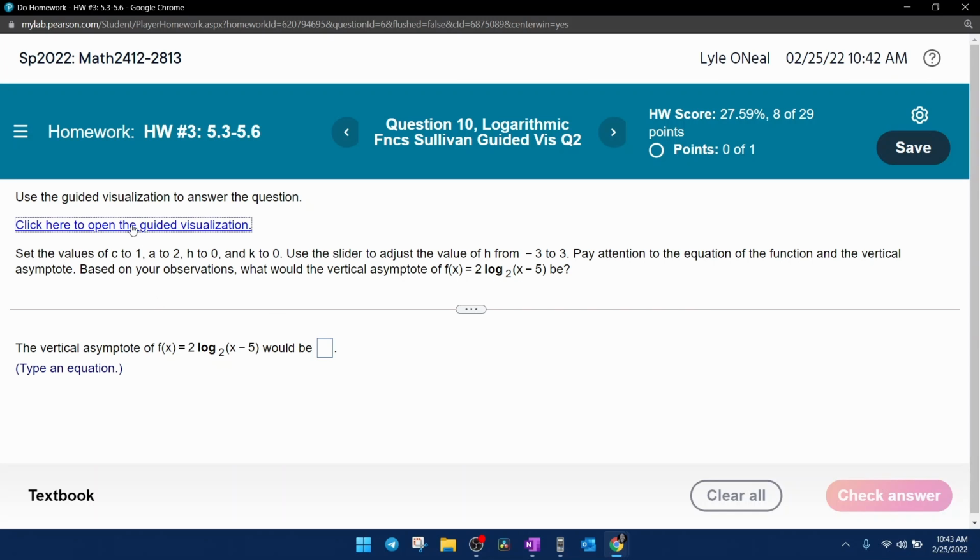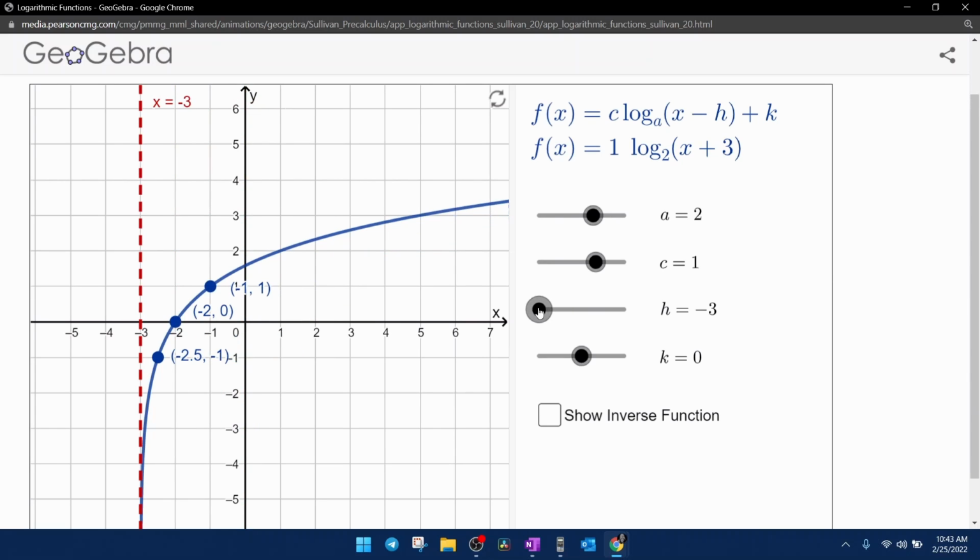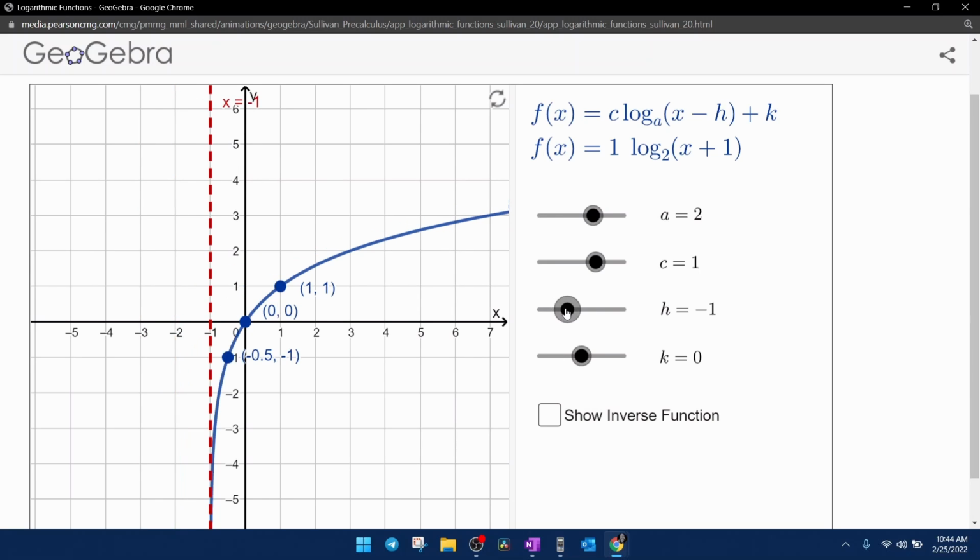So, if we open up the guided visualization, it says to set C to 1. Well, mine was already set to 1. A to 2. Well, again, mine was already set to 2. H and K both 0. Well, everything was set the way they asked me to set it. Okay, it said move the slider to adjust H from -3 to 3. Okay, so that's going to move H all the way to the left. And then we're going to watch as we slide over.